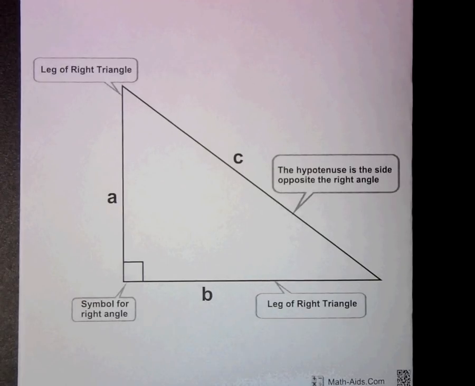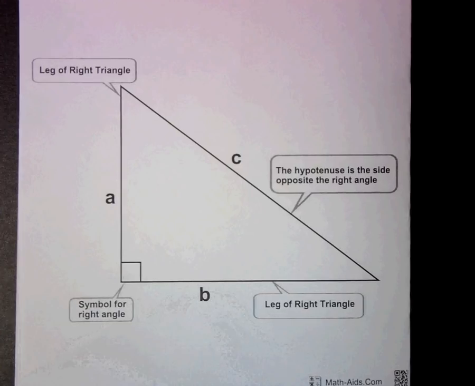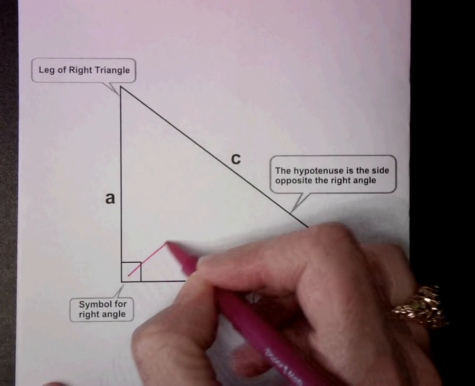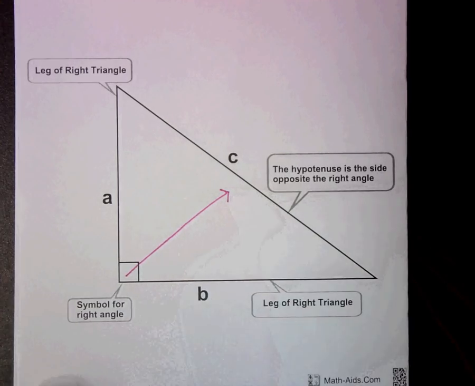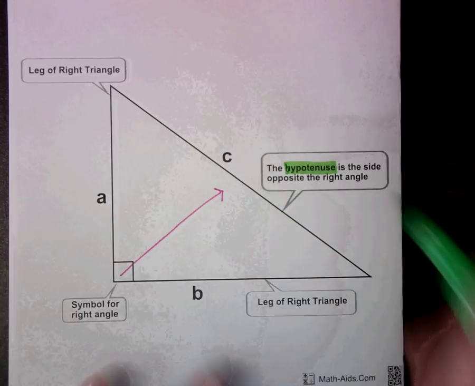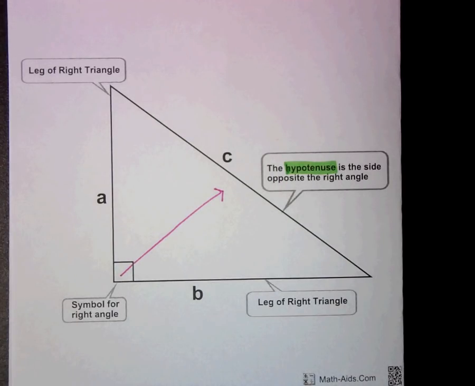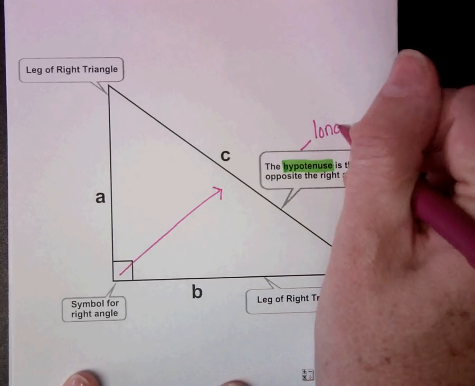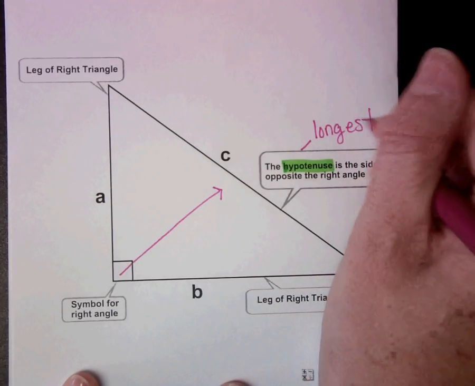Remember our sides A and B. It doesn't matter if we mix up sides A and B, and that's okay. Remember we talked about that C is always opposite the right angle, and it is called the hypotenuse. Remember that we also talked about that the hypotenuse is always the longest side out of the three sides.